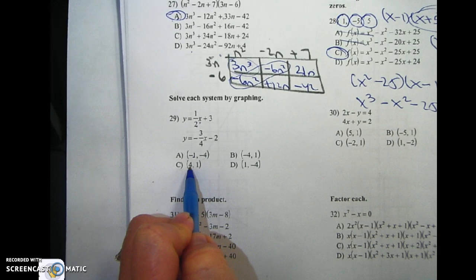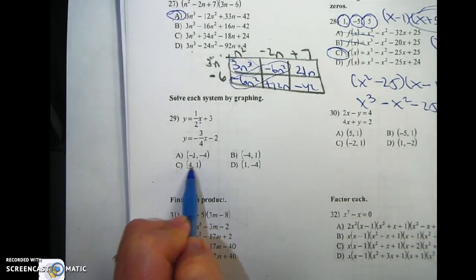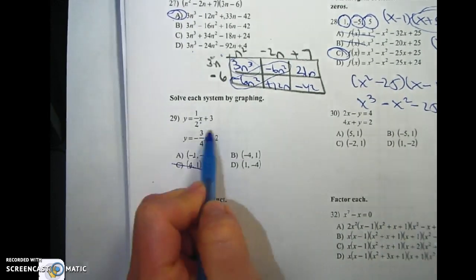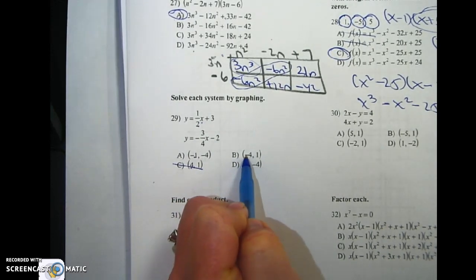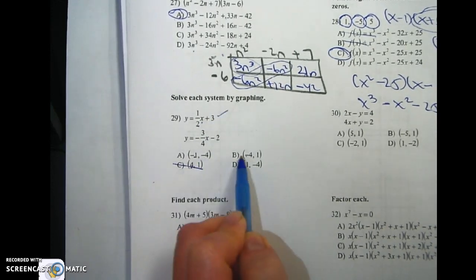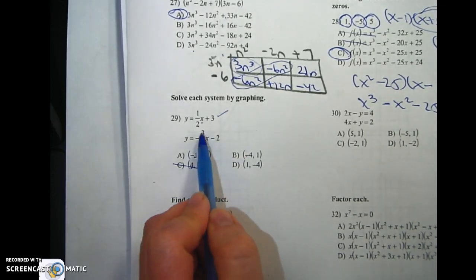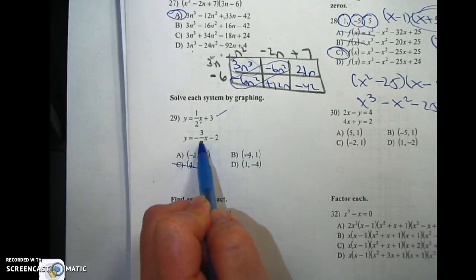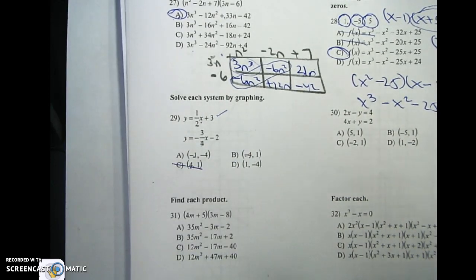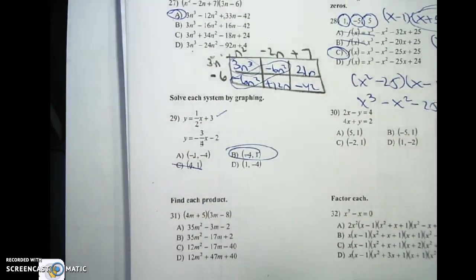Half of 4 is 2. 2 plus 3 is 5, but it says 1. That's out. Half of negative 4 is negative 2, plus 3 is 1. So far it works for the first one. But I have to try it for both. Negative 3/4 times negative 4. The 4's cancel, and a negative times a negative is a positive. 3 minus 2 is 1. The answer is B. Okay?